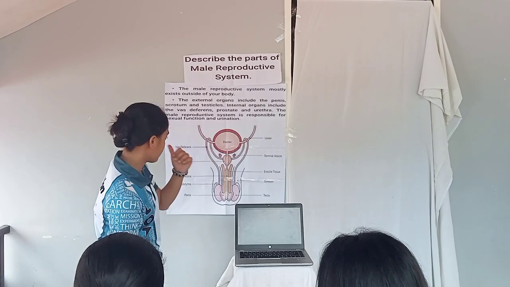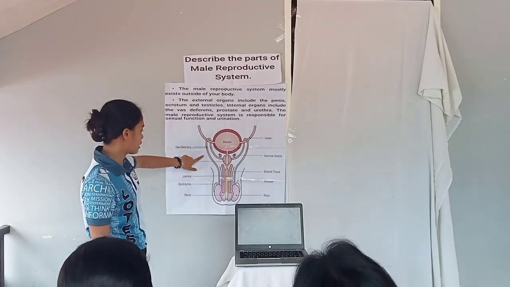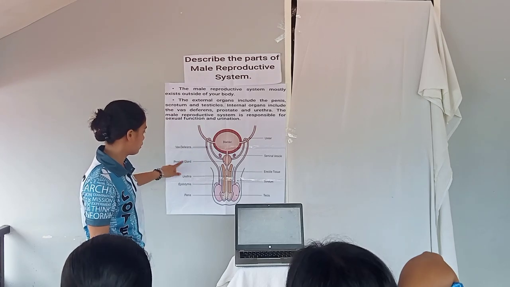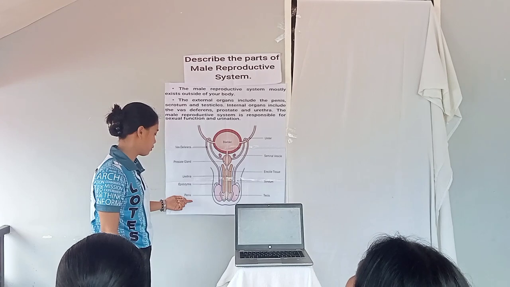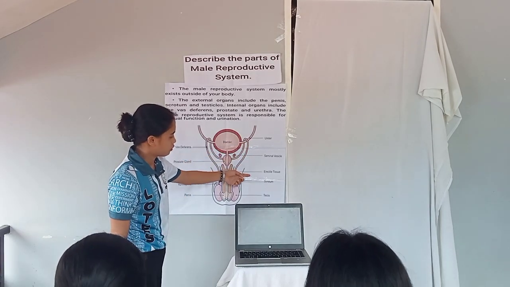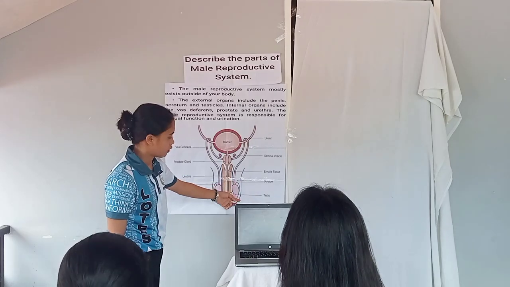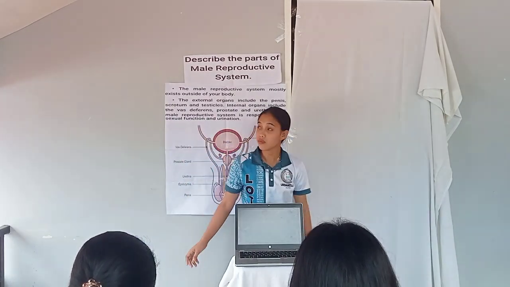Okay, that's all. Again, kindly read the different parts of the male reproductive system. Vas deferens, prostate gland, urethra, epididymis, penis, ureter, seminal vesicle, erectile tissue, scrotum, and testes. Okay, very good.